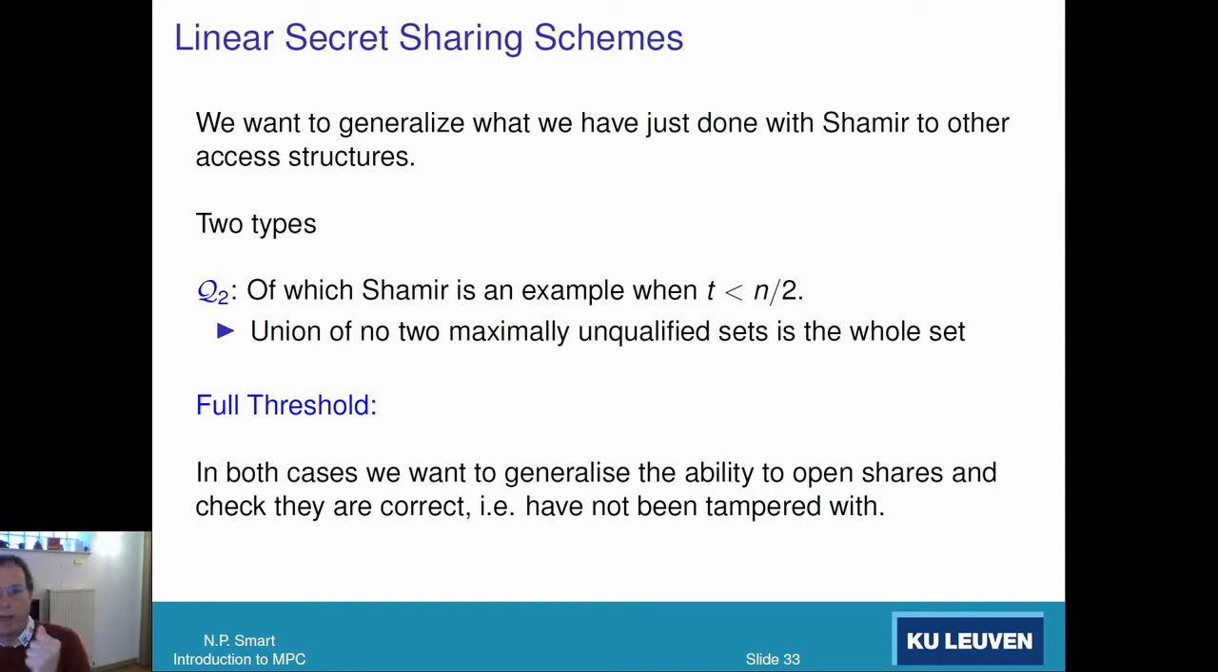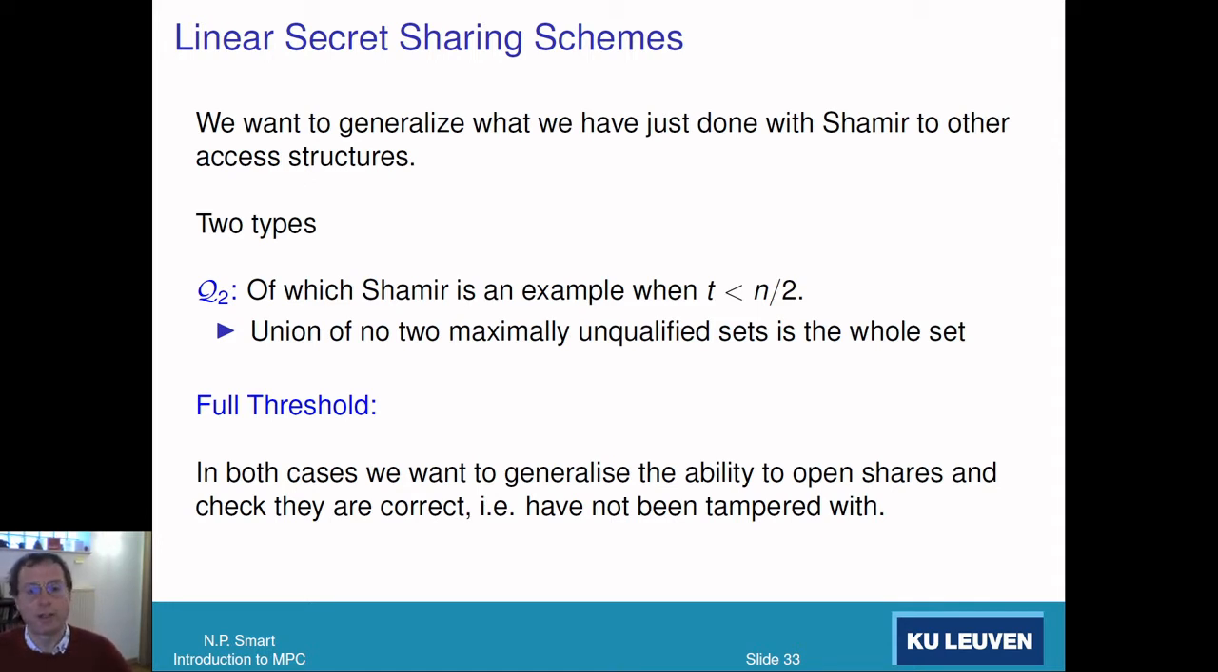So imagine when we had n equals 3 and t equals 1, then the maximally unqualified sets of parties are the individual parties. So we've got party 1 or party 2 or party 3, and the union of no two of those is the whole set. Okay, so that's what Q2 means. Full threshold is the case when we have n parties and we need all n of them to come together. So it's the most extreme example of a threshold system. We can look at both Q2 and full threshold because they're the ones that are really interesting in applications.